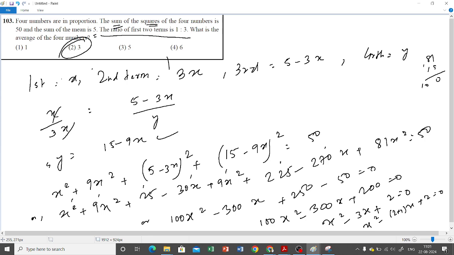You see, the key of this sum is given in the second line. The ratio of the first two terms is 1 is to 3, okay. So that means if the first term is x, the second term is 3x, right? You see that here, you understand. If the first term is x, the second term is 3x.